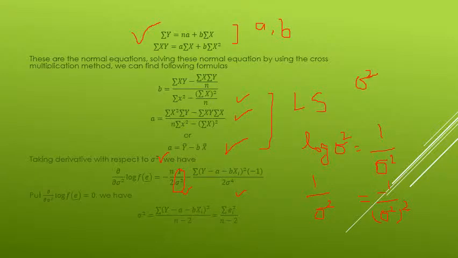Now, putting this equation equal to 0 and solving it, we came to this result, because this one here is E equal to E, as I told you in the previous slide. Now, this is the estimate for sigma square.